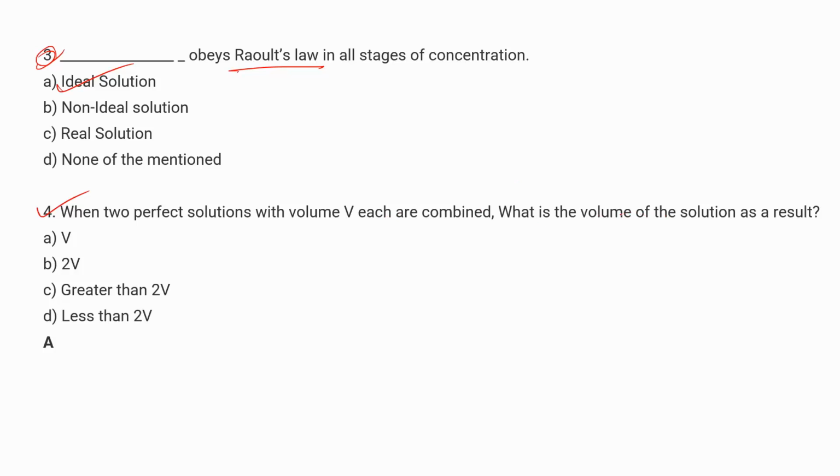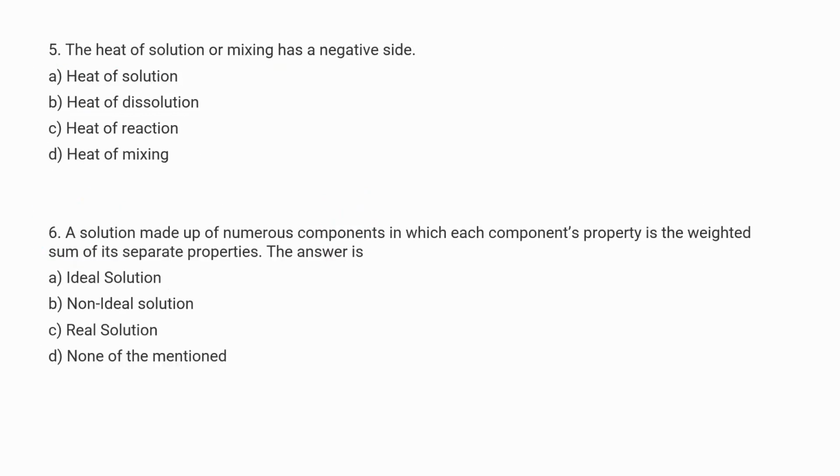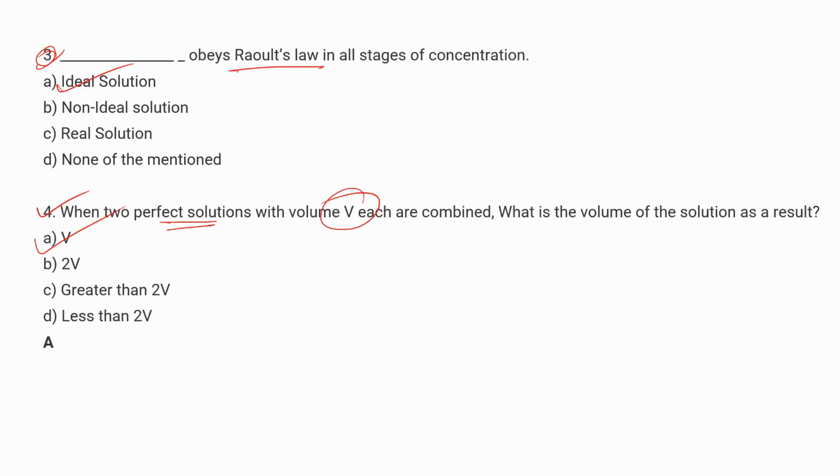This is an interesting question. What will be the volume for perfect solutions? Perfect solutions means ideal solutions. So the option will be A, because for perfect solutions, when combined, the volume of the solution will also be V. Sorry, it will be 2V, because I already said in that class that the A volume and the B volume will be the sum.